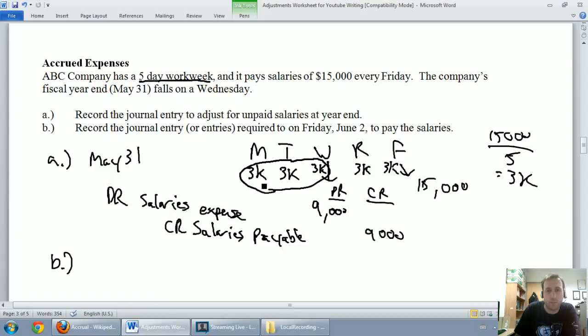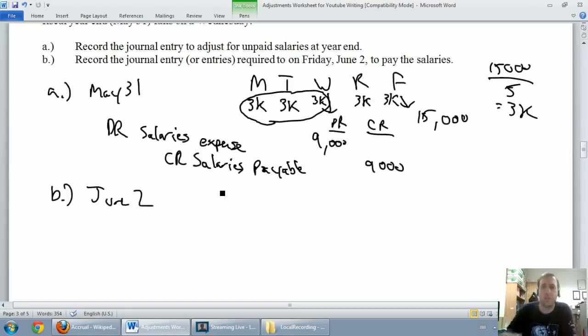Part B says, record the journal entry required on Friday, June the 2nd. Okay, so it's June 2nd. And I've got to say, well, to pay the salaries, first of all, how much did I pay? Did I pay $9,000? No. Did I pay $6,000 that I missed there? No. I pay the full amount. Like I said, the employees should be blissfully unaware of our fiscal year end as far as their salaries go.